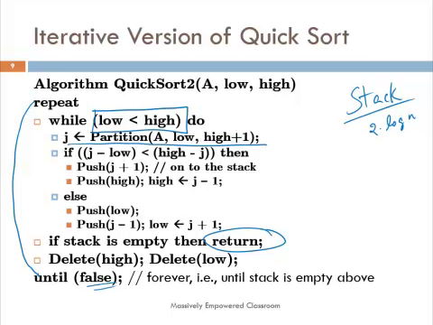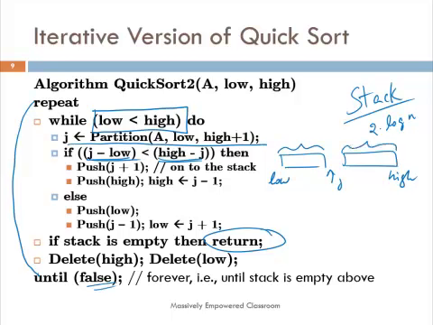So as before, we call the partition algorithm to obtain j. Now we compare the two partitions that we get. So here is one partition, there is j for you, this is low, this is high. I'm comparing j minus low, that means the length of this, with high minus j, which is the length of this. If the first partition is smaller, if j minus low is less than high minus j, then we sort the first partition first, and we remember to sort the second partition.